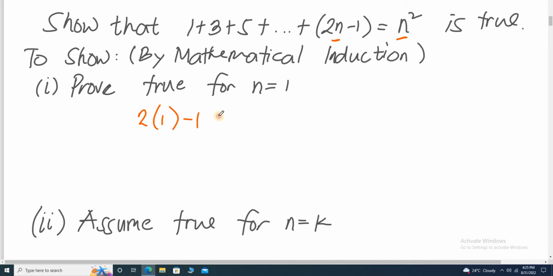That's the nth term. It's now equal to the partial sum, which is n squared. And that is 1 squared. I have 2 minus 1 is equal to 1. I have 1 is equal to 1. Therefore, this is true. First step is done.